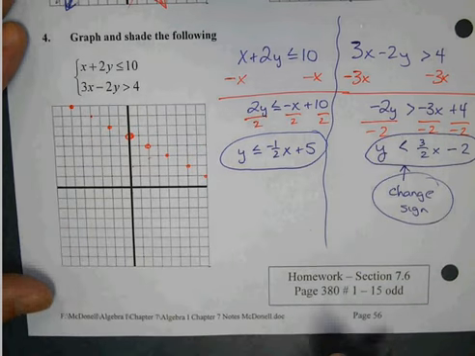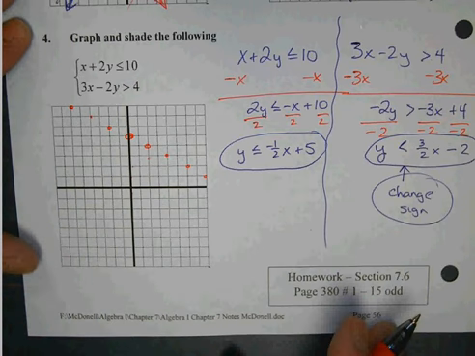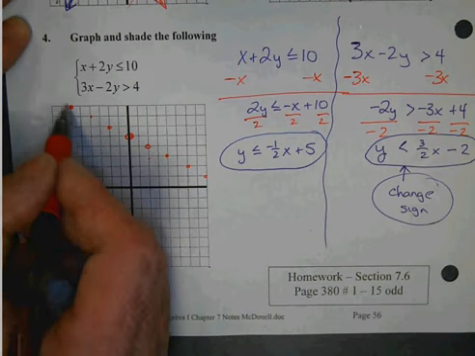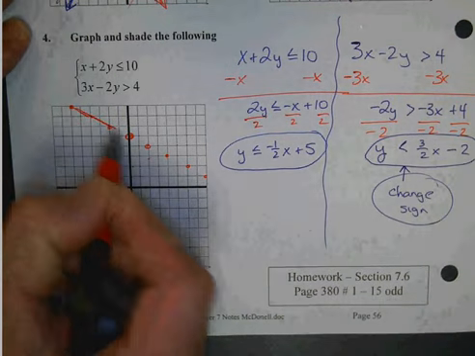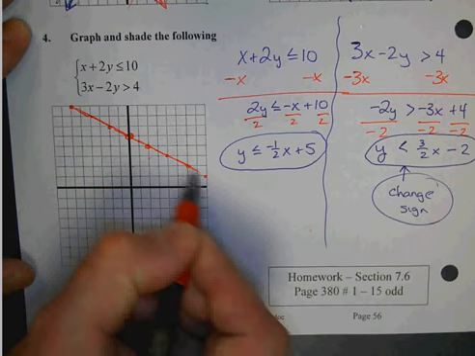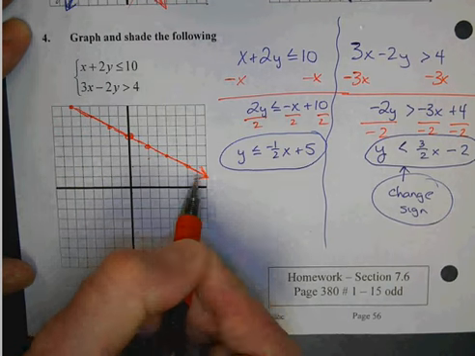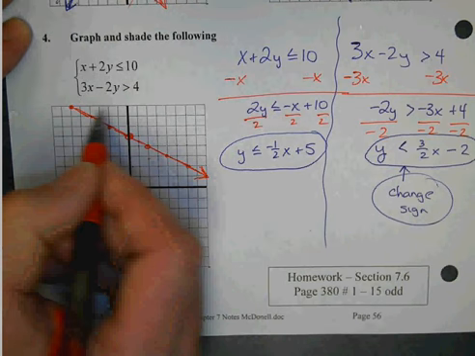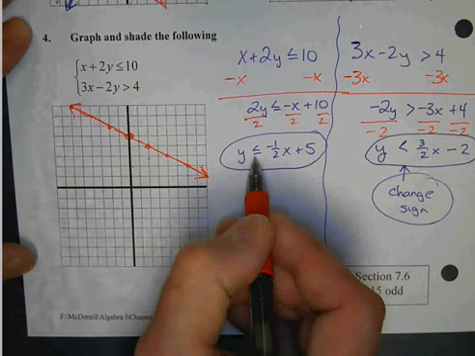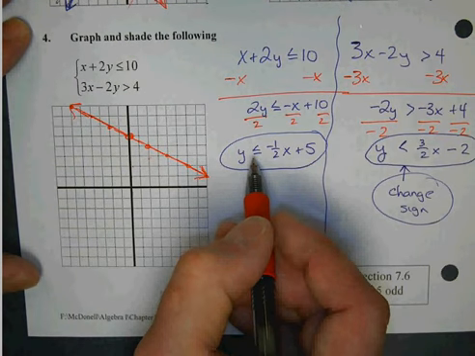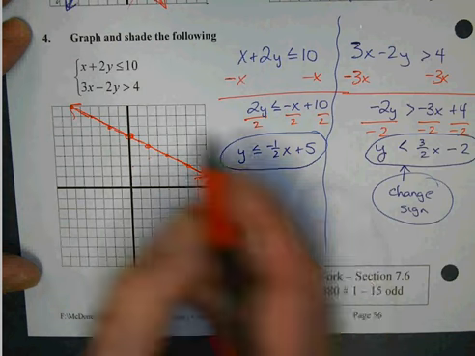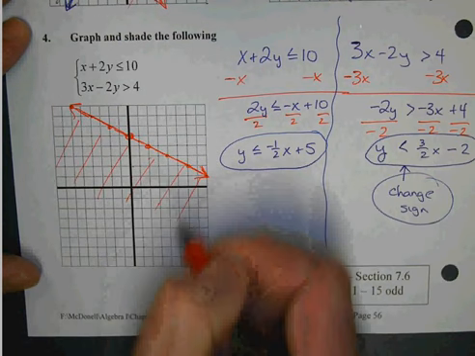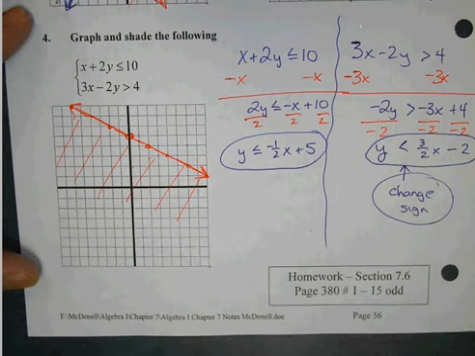And Zach, do I make this a solid line or a dotted line? Solid. Excellent. Noah, are you comfortable shading? You feel okay with shading it? Okay, Noah, what do you think? Above or below? Below, excellent. Okay, nice job. It's below because it's less than.